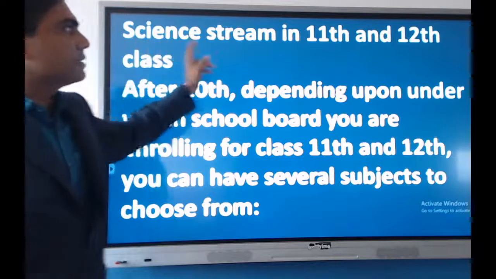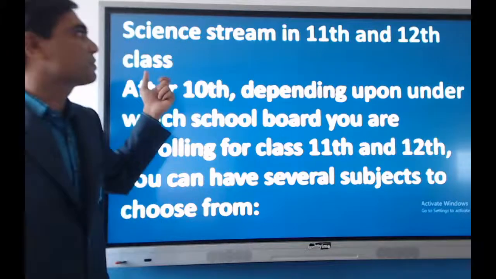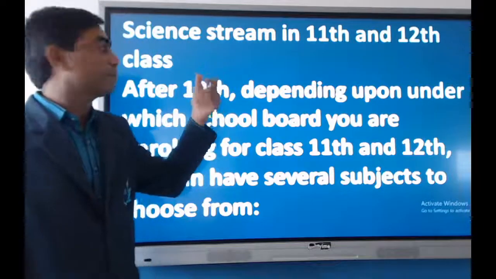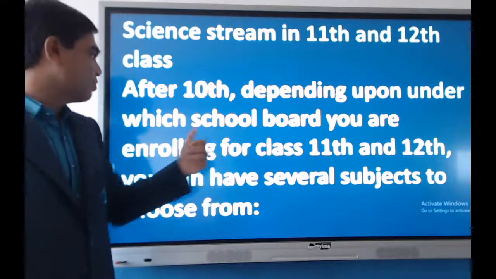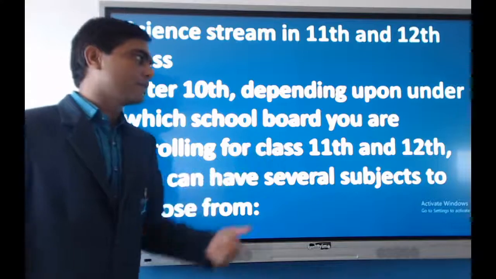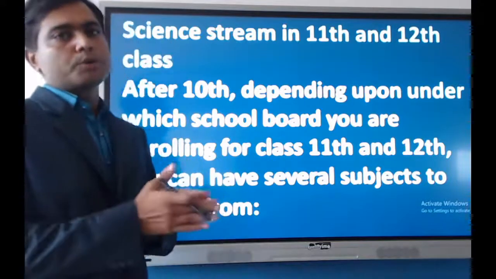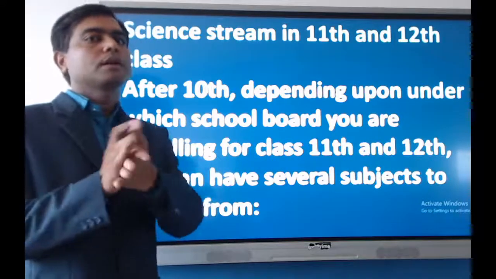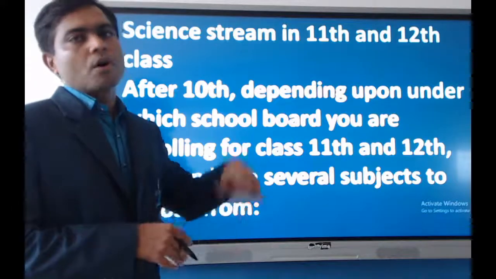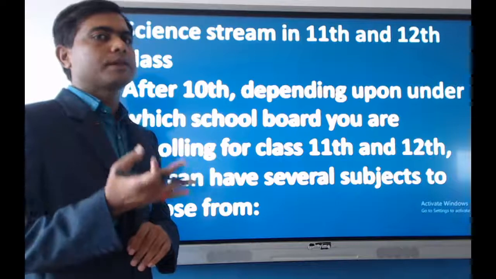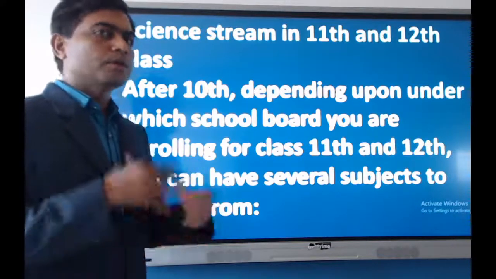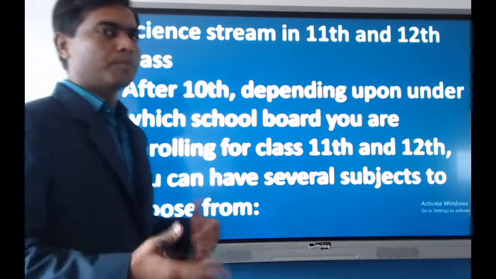You can see the science stream in 11th and 12th class; I am telling only about the science stream. After 10th, it depends under which school board you are enrolling for class 11th and 12th. Up to 10th class you learn only under the Karnataka Secondary Education Board. After this we learn about three boards: one is CBSE, ICSE and another one is the state board. So depending upon that we are telling about the courses.